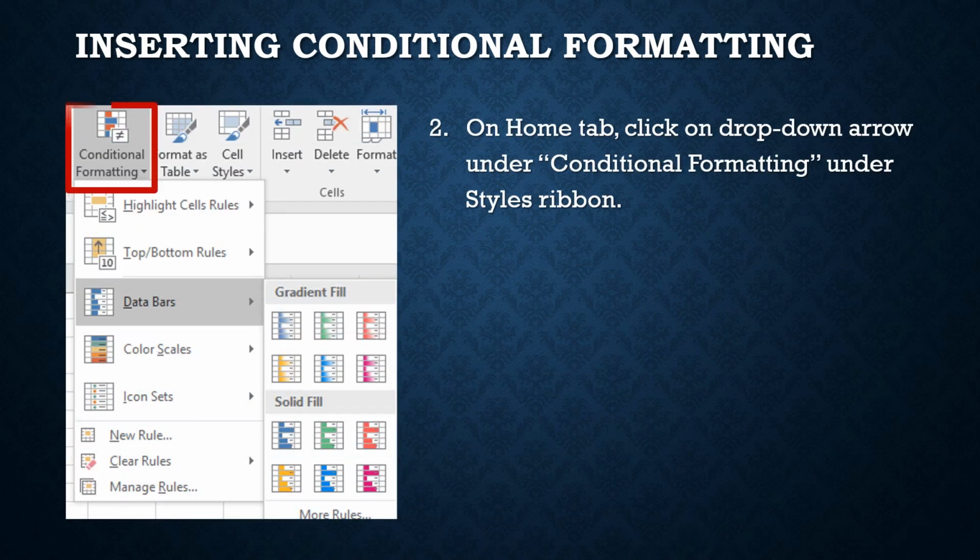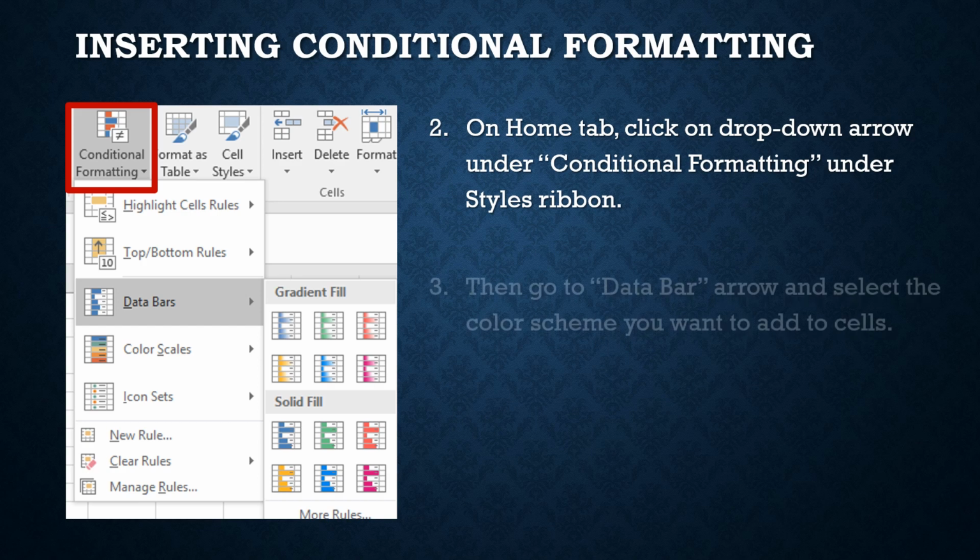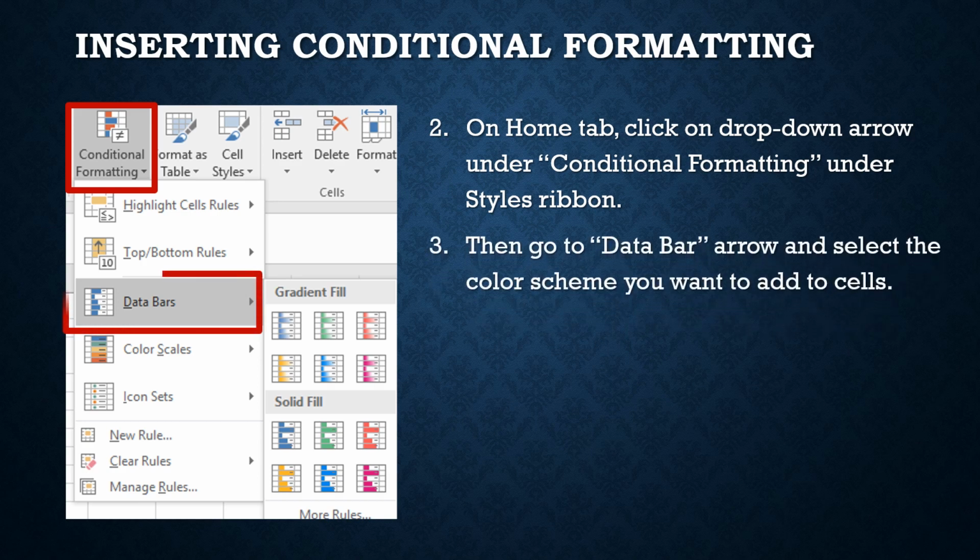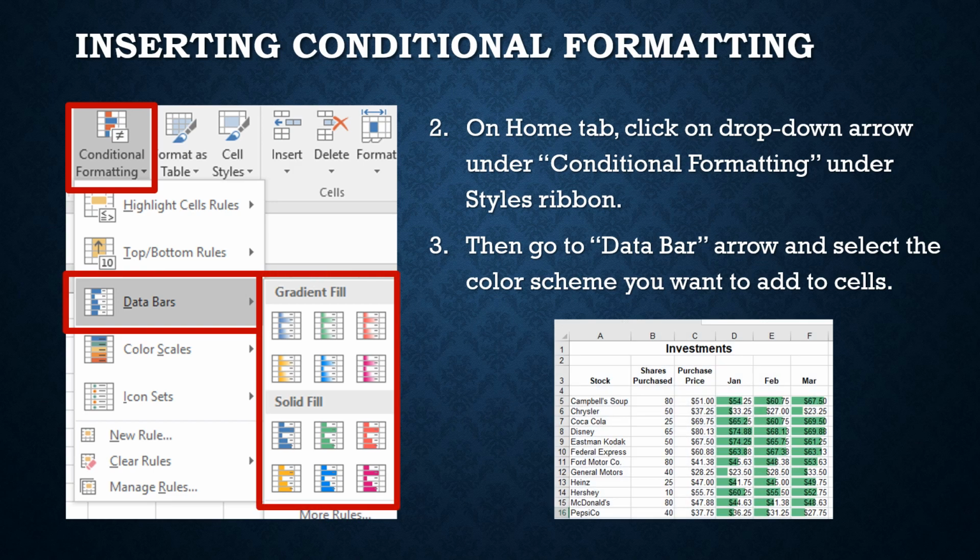On the Home tab, click on the drop-down arrow under Conditional Formatting in the Styles ribbon toolbar section. Then go to the Data Bar arrow and select the color scheme you want to add to your cells. After you select the color scheme, notice the image to the right has the color green comparing the dollar values in each of the cells.